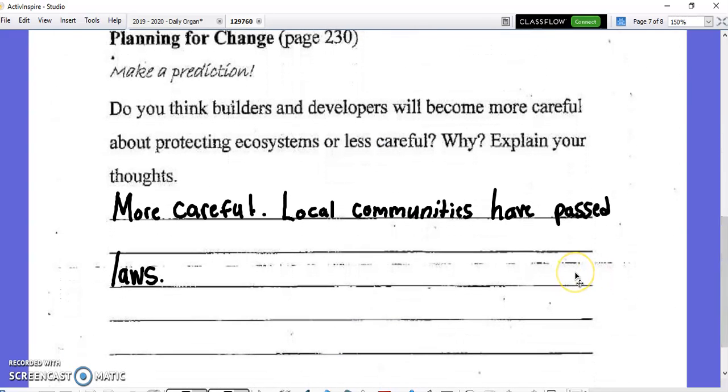This one can go either way: builders and developers being more careful about protecting the ecosystems. Sometimes they're more careful because local communities have passed laws to make sure that they're more careful. Others believe that they've been less careful because they just continually bust down the different communities that are built.